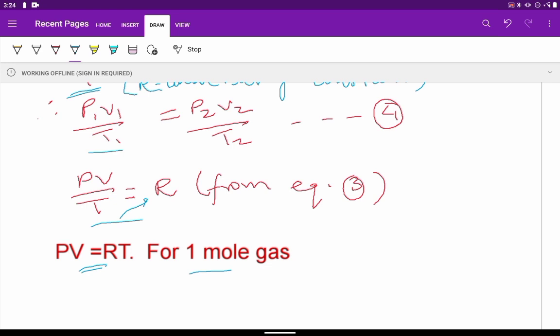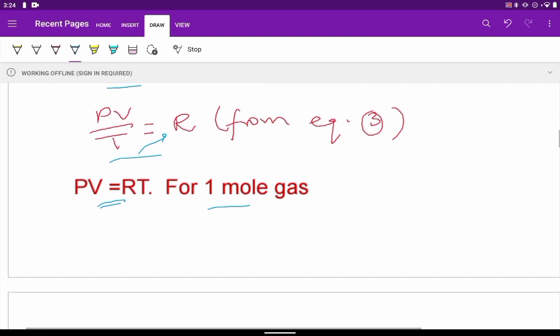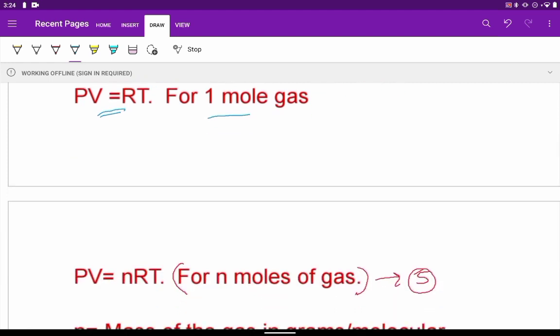Now earlier when we introduced R, we know that when we have to remove the proportionality sign, we have to use some constant. So R has been used here. For 1 mole of a gas, PV equal to RT. If there are n moles of gas, then we have to multiply the right hand side with n, because if we know the value for 1 mole, we just multiply with n. So we get PV equal to nRT. Let this be equation number 5.